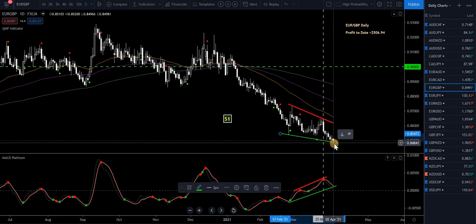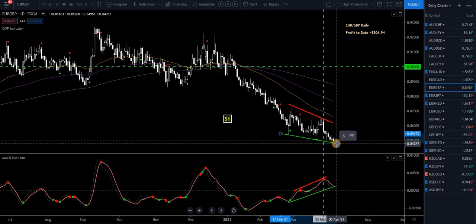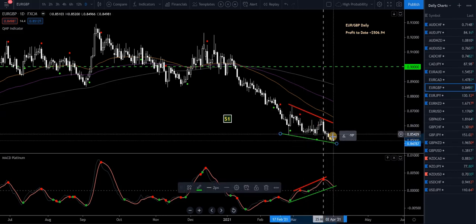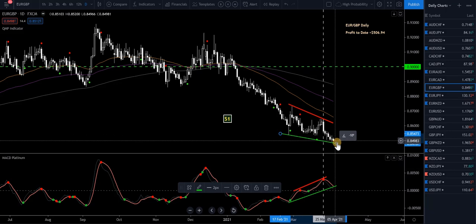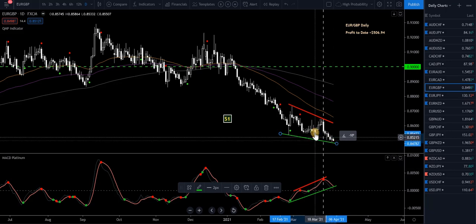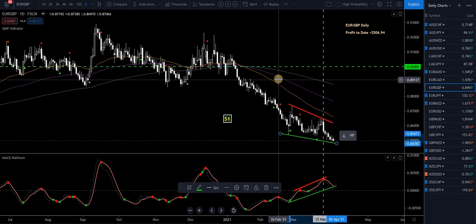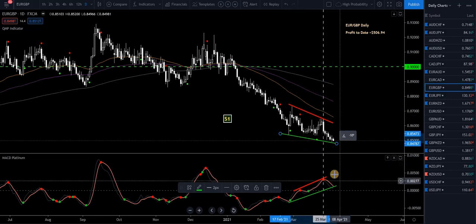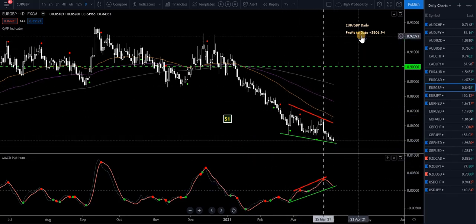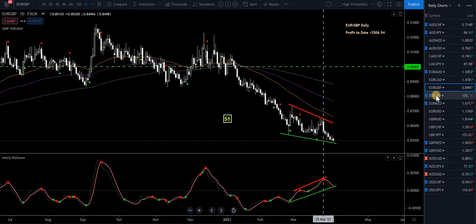In the meantime, MACD's heading up, price is heading down, so you've got a conflict there. You've got hidden bearish divergence and regular bullish divergence, so it's a bit messy there. Trend's heading down, like the Euro CAD, trend heading down. Just wait and see where we go from here. No rush at the moment. Profit on that pair overall.